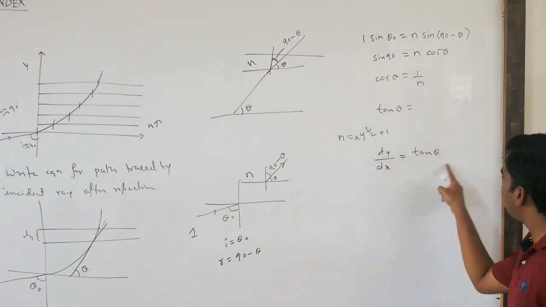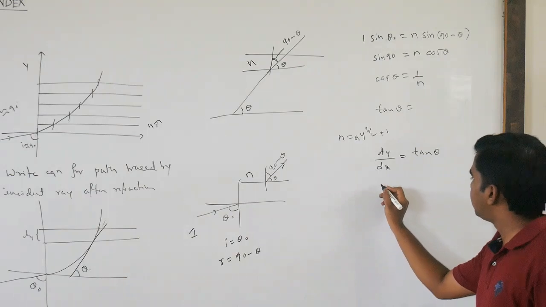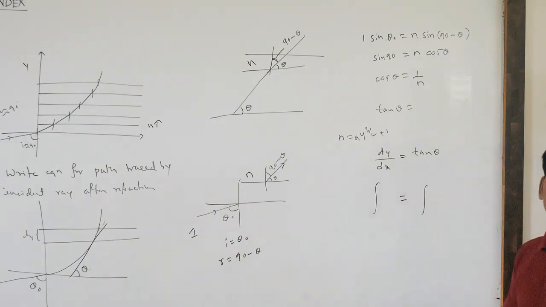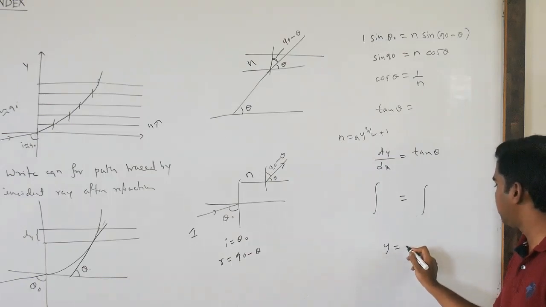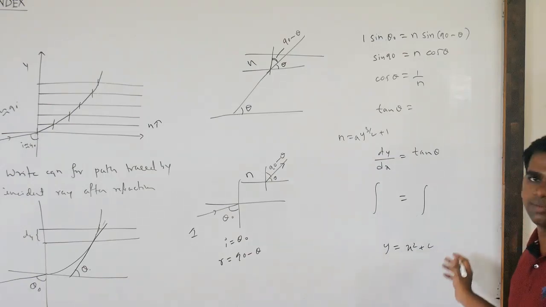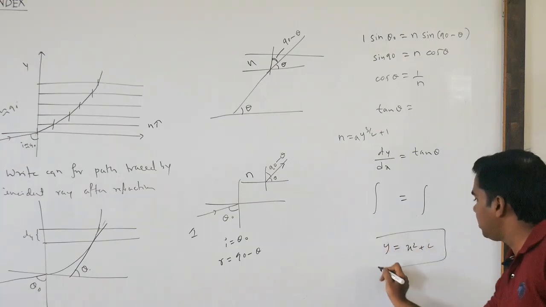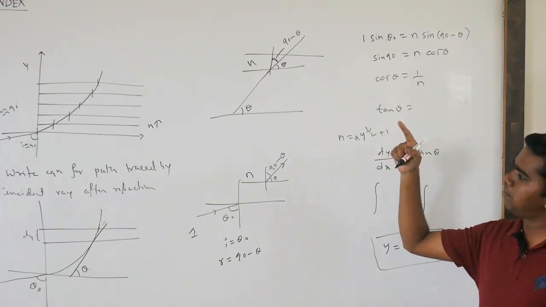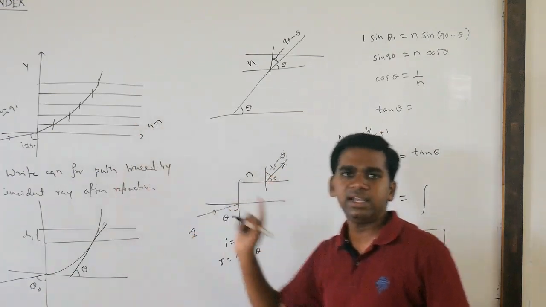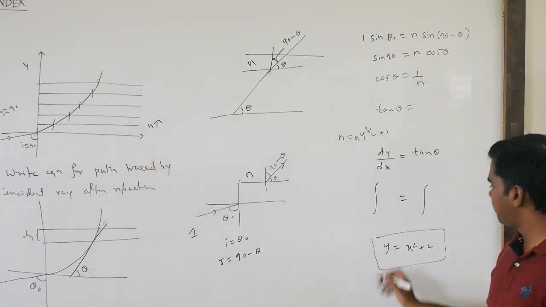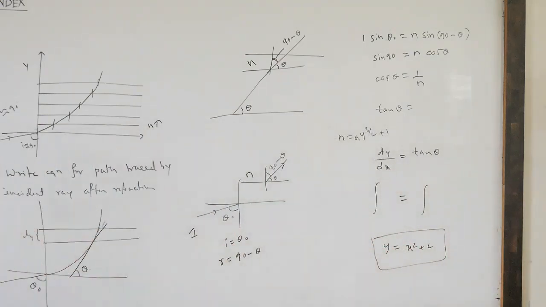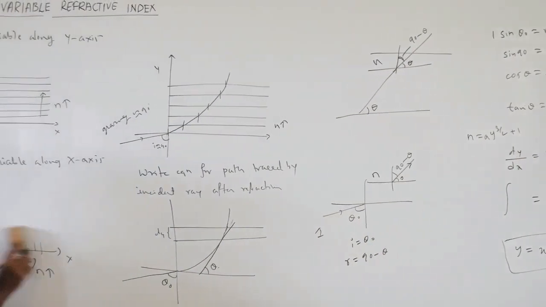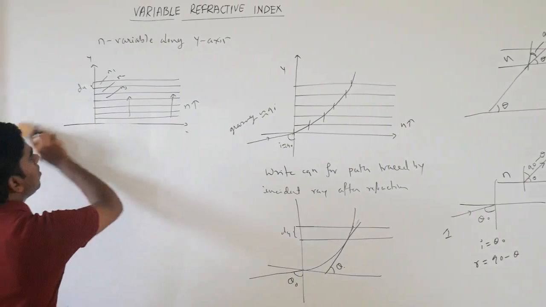If you get tan theta in terms of y, integrate on both sides. You will get one equation, something like y equals x square plus c or something like that. This is the equation of the path traced by the incident ray of light. If I take one example, you can easily get it. So I will take an example in which the refractive index is changing along the y-axis.